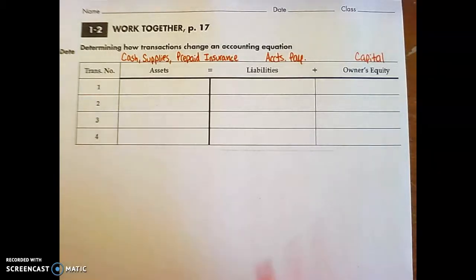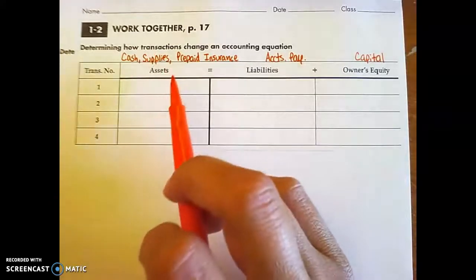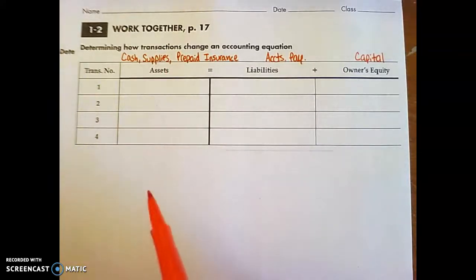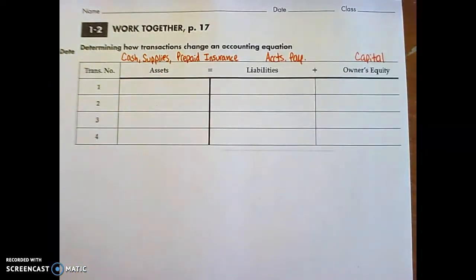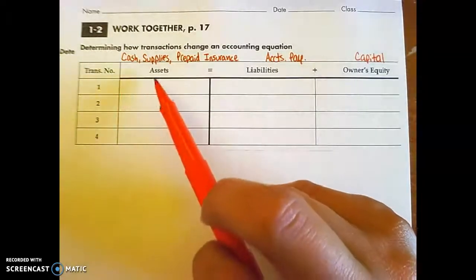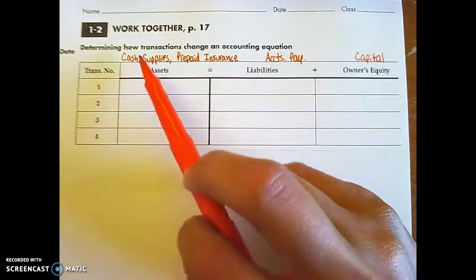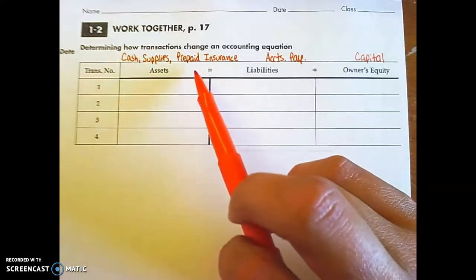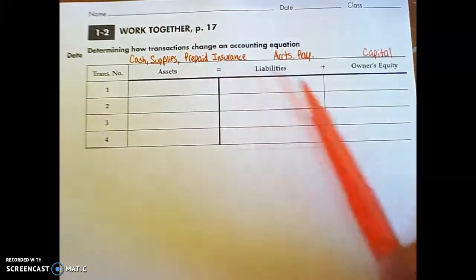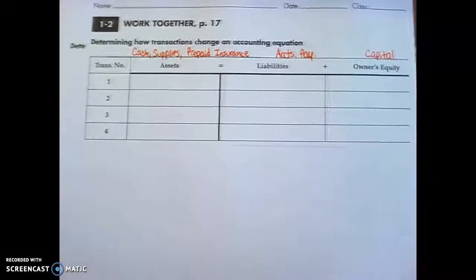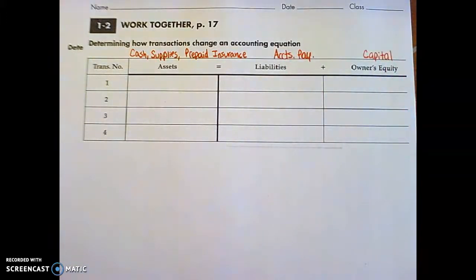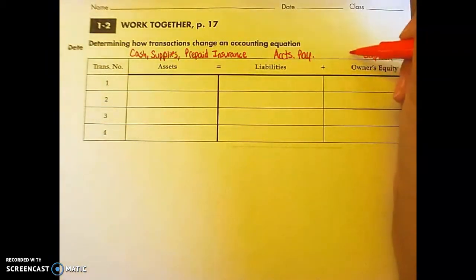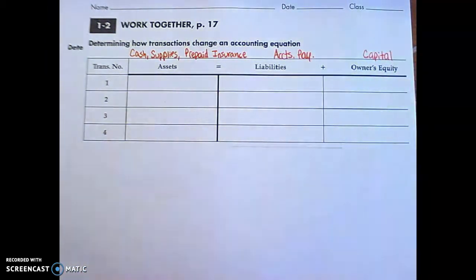Now, to make things a little bit easier, I wrote some of the account titles above here, so that way we would know what those are. So for assets, that's anything that we own that has value. Our three account titles we have as of right now would be cash, supplies, and prepaid insurance. Now our liabilities, the only one we have is accounts payable, which I abbreviated, as you can see. And then our only owner's equity account we have so far is our capital account. And this would have the owner's name before it and a comma after it.